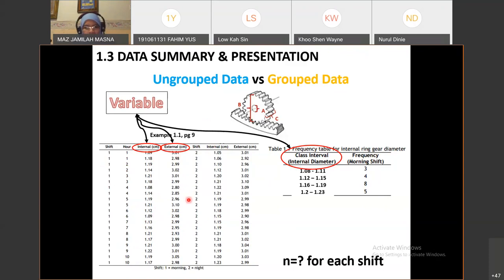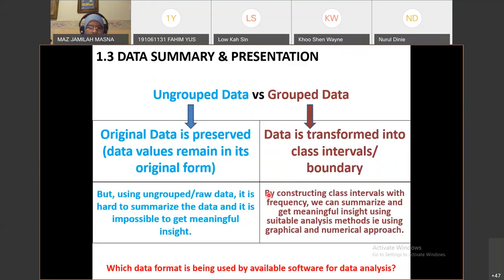But when you have grouped data, by constructing class intervals with frequency, we can summarize and get meaningful insight using a suitable analysis method, that is, using a graphical and numerical approach. And these are going to be discussed further later. Compared to ungrouped and grouped, it seems that ungrouped is better in terms of representing the original data. But in terms of representing meaningful insight, we are going to use more of the grouped data.